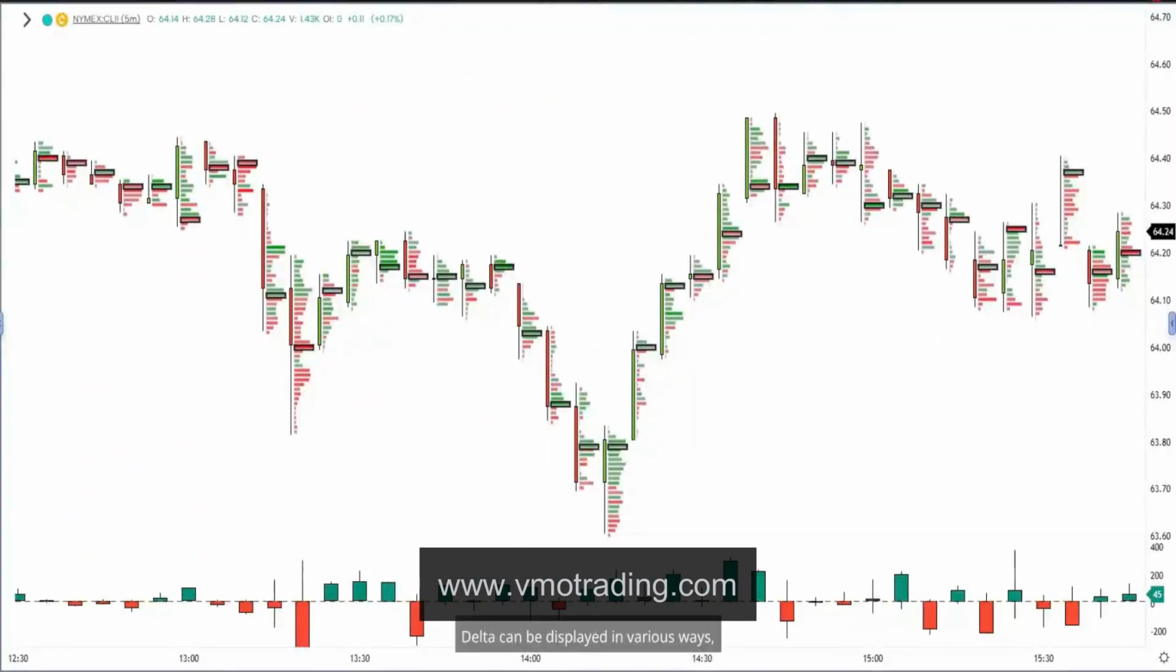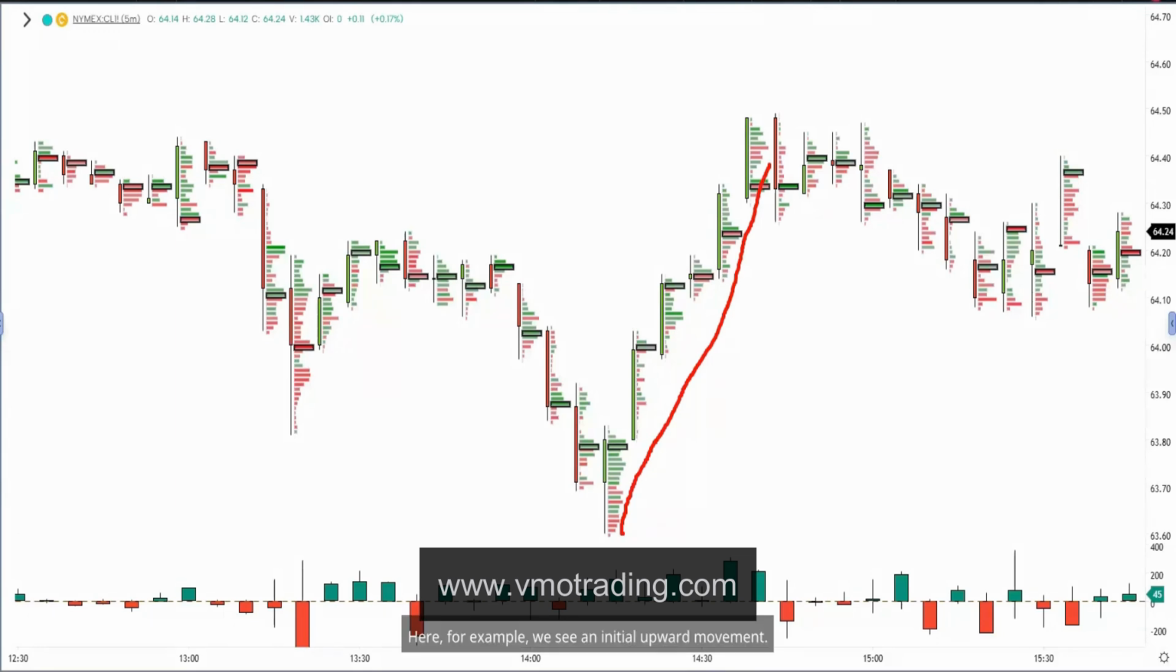Delta can be displayed in various ways, including in the subchart. One way to display it is with the delta histogram. Delta histograms can offer you a comprehensive initial overview. This is primarily because right before intraday trend reversals, you can often observe significant bursts of extreme delta activity.